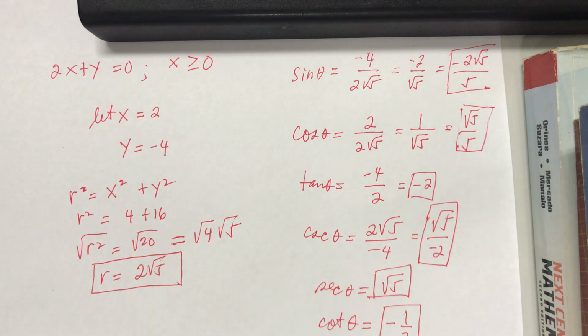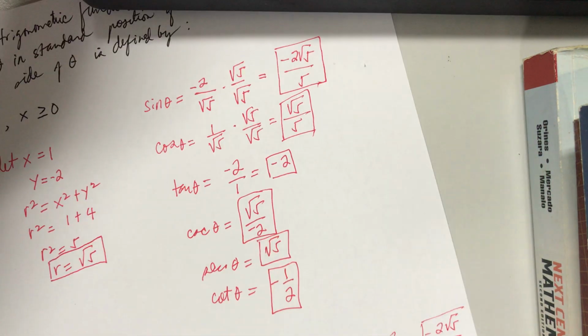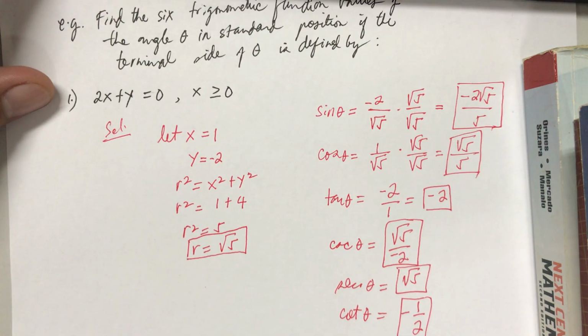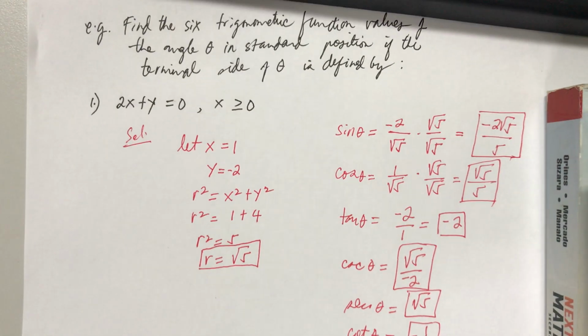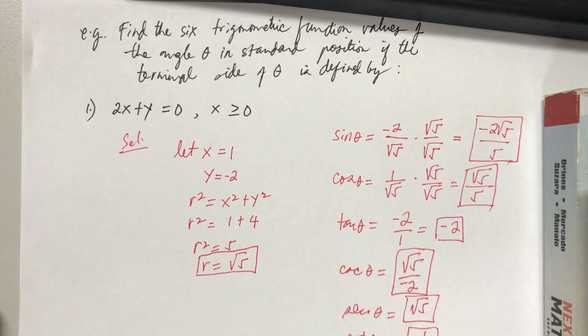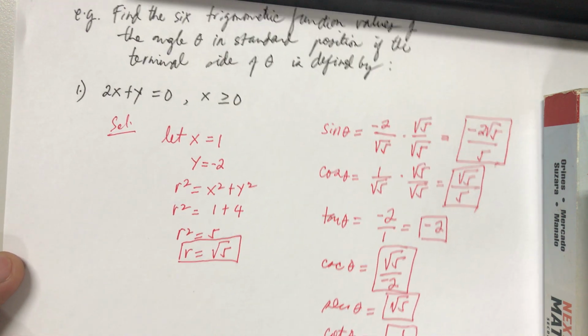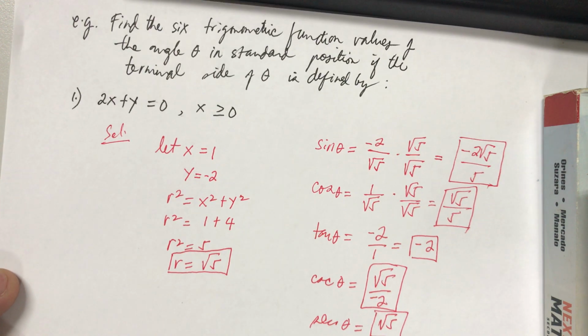Okay. So this is it. These are the 6 trigonometric function values. But there's actually one thing that I would like to emphasize, which I failed to mention when I did the first take of this video. So I have to repeat it over again.